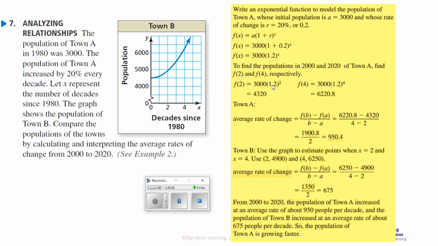This is where I was at when I found it at year 2000. And to get to year 2020, that would be 4 decades. So over here, they put a 4 in place of that 2. And then they came up to 6,220.8. Now, to find the average rate of change, you had to take 6,000, the big number, right?